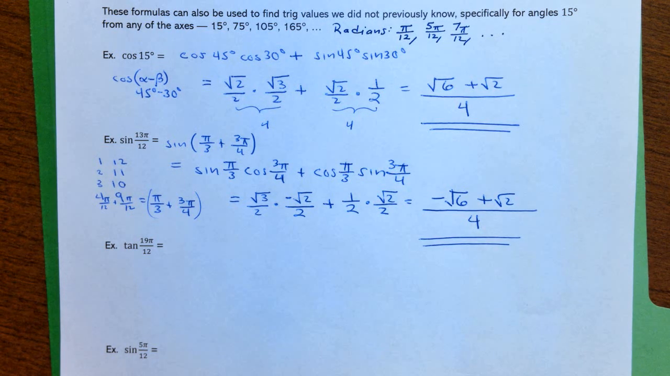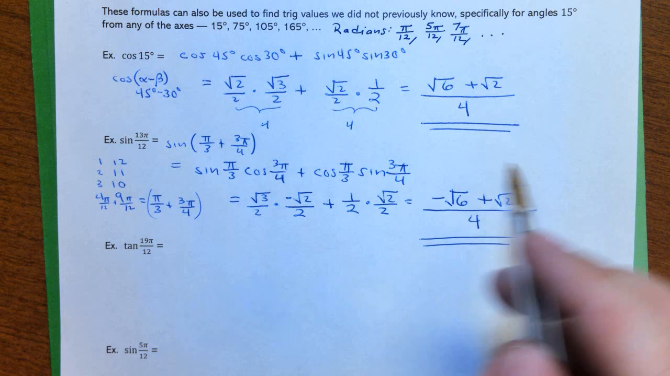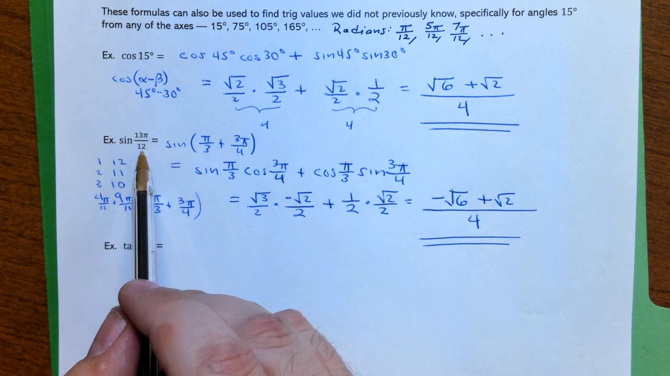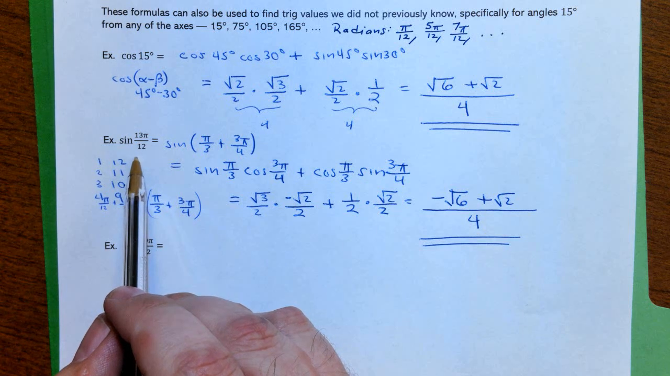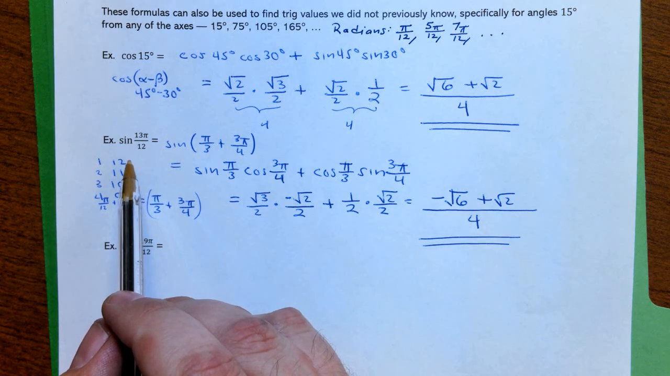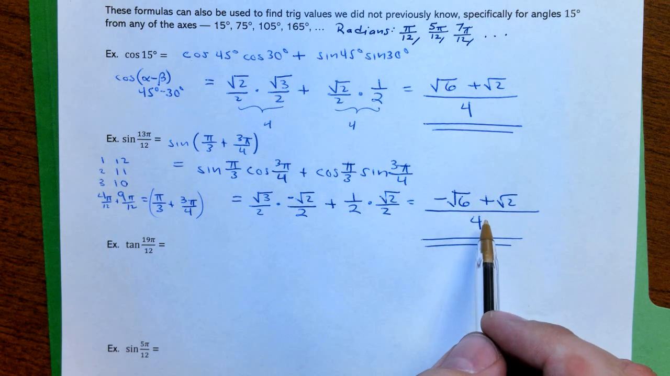That's what I have. That is, in fact, my answer. Now, you can think about this in a lot of ways. This does logically make sense. If you think about negative square root 6 plus square root 2, this is indeed a negative number. Well, 13 pi over 12 is in the third quadrant. It's just past a full pi, which means it makes sense that the sign would, in fact, be negative. So this answer makes sense.